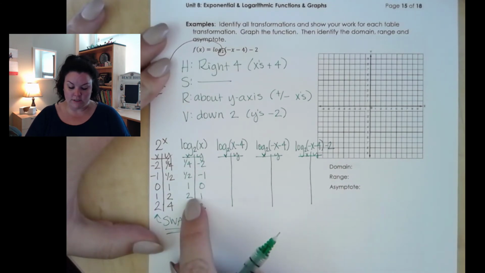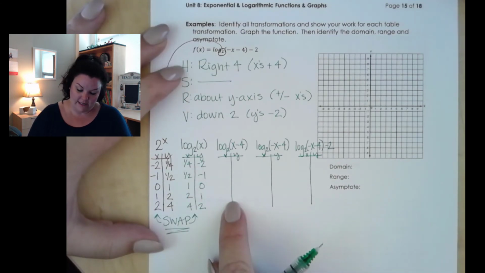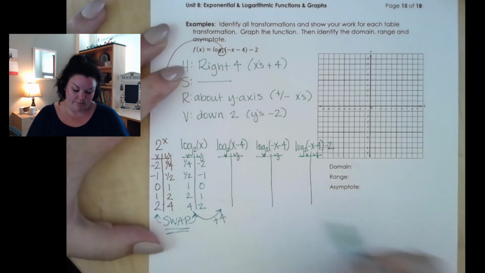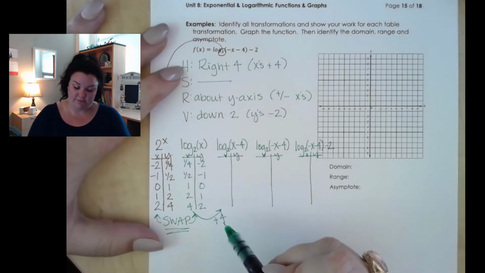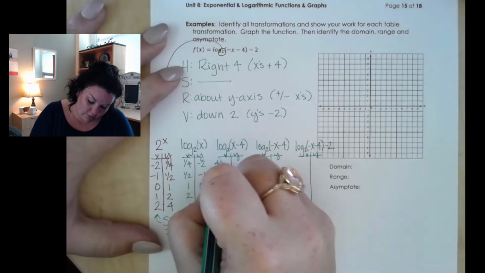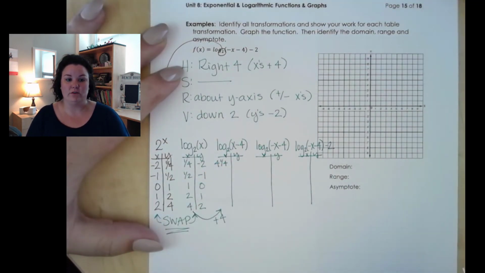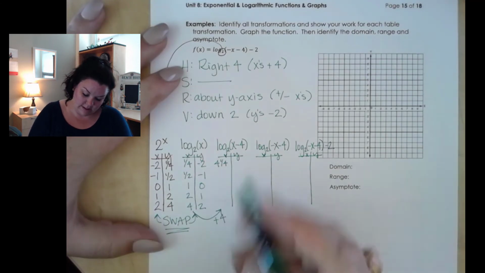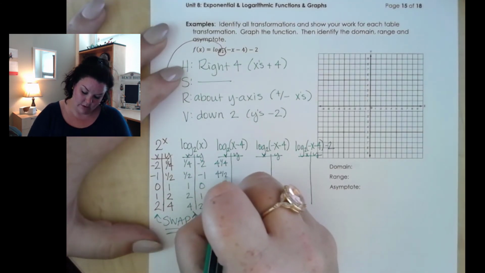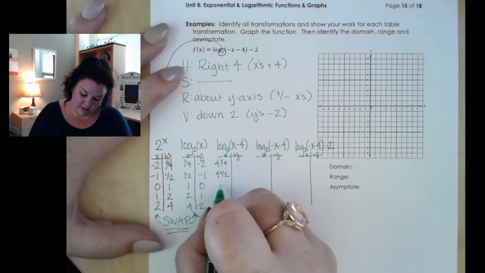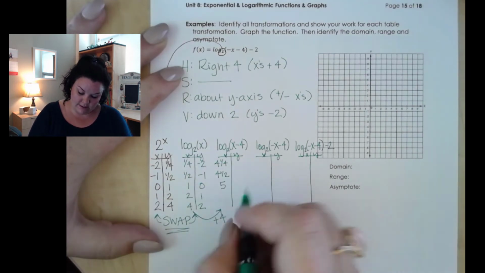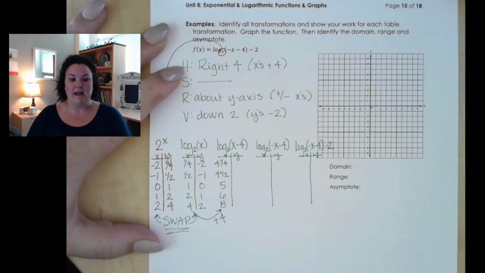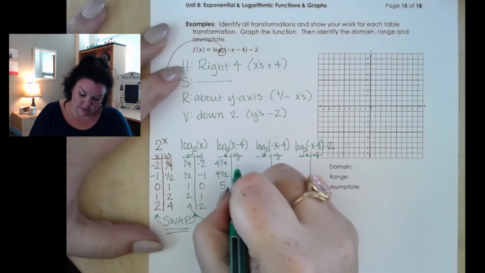To do my horizontal shift to the right 4, I'm going to take my x's from the previous table and add 4 to them. So 1/4 plus 4 is 4 1/4, or 4.25, however you feel more comfortable writing it. 1/2 plus 4 is 4 1/2. 1 plus 4 is 5. 2 plus 4 is 6, and 4 plus 4 is 8. Okay, my y's stay the same. I didn't do anything to them.